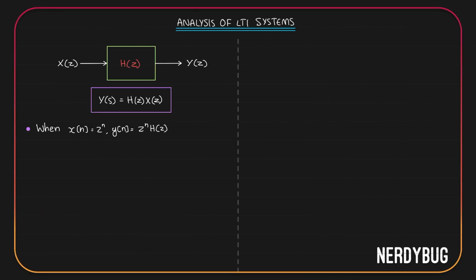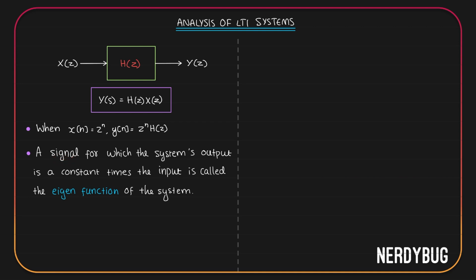When we gave the input as z raised to n, we got the output as z raised to n itself multiplied by h of z. But we have already learned that a signal for which the system's output is a constant multiplied by the input itself is called the eigenfunction of the system. So here z raised to n will be the eigenfunction of this LTI system.